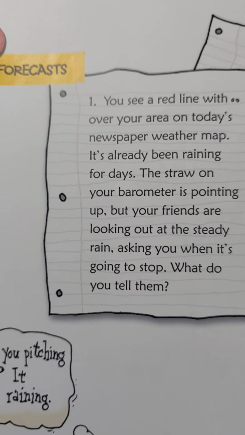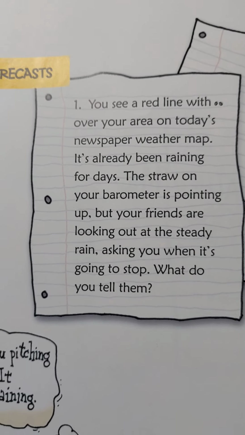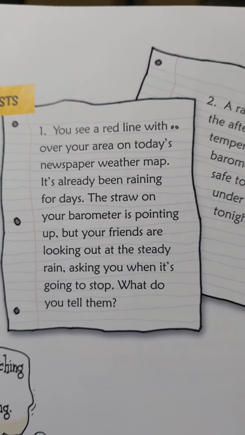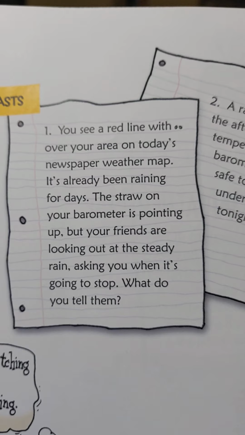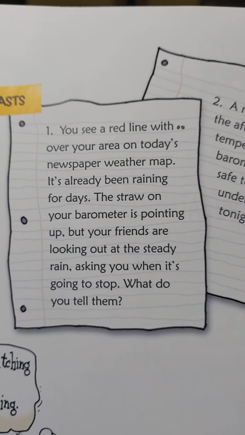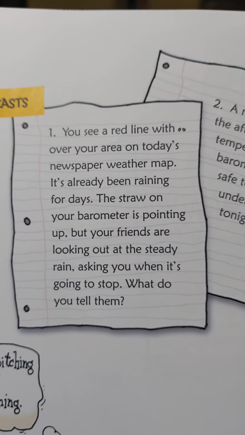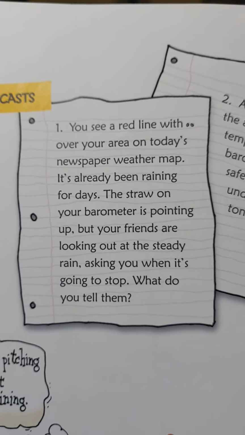Quick take forecast. Number 1. You see a red line with 2 little dots over your area on today's newspaper weather map. It's already been raining for days. The straw on your barometer is pointing up, but your friends are looking out at the steady rain, asking you when it's going to stop. What do you tell them?